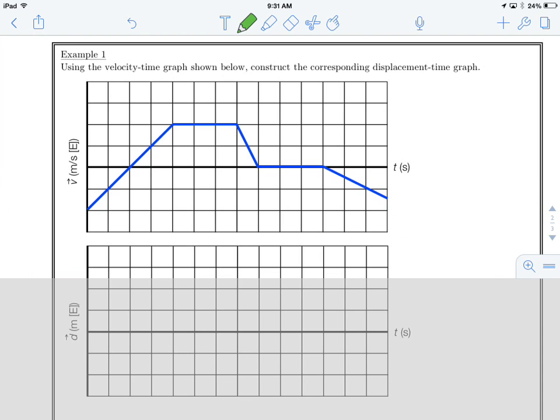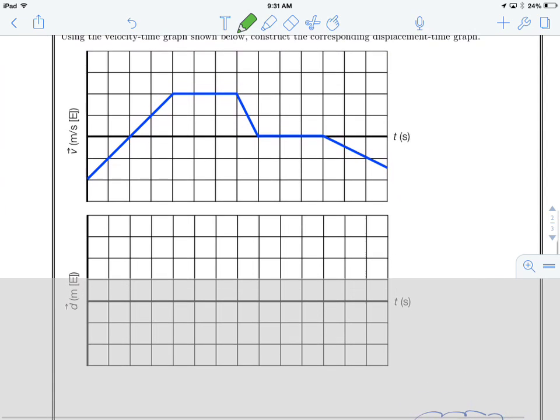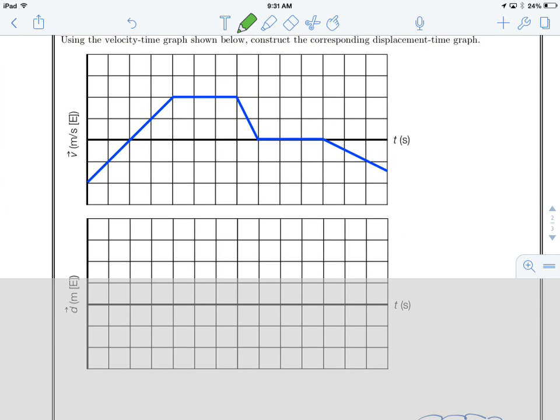And I'm going to try and move rather quickly. I'm going to do the first little bit of this graph and then I'm going to leave the rest for you to do. So the first thing that we want to consider when we're doing these types of questions is that we want to break our graph up into segments.